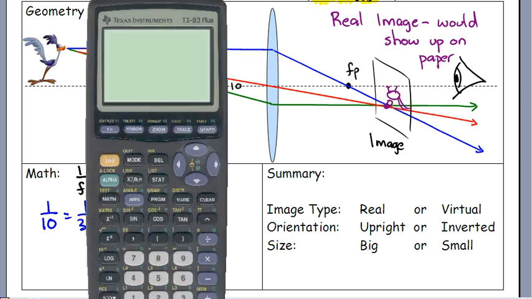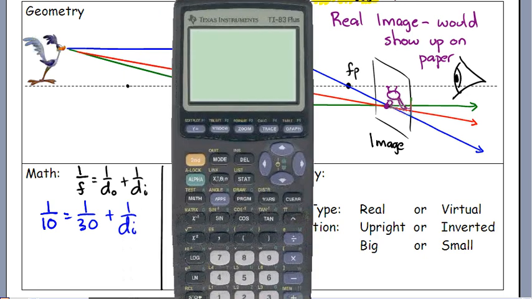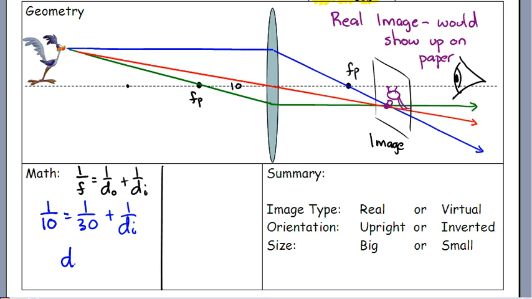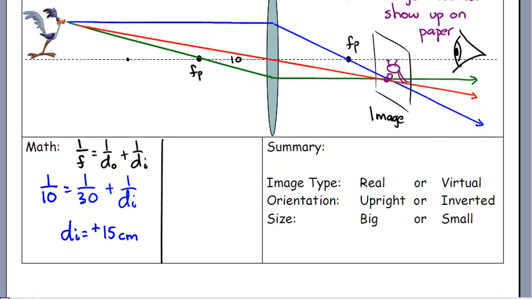So on my calculator, I would probably do something like this. Let's take this 10 and flip it. So 10, and then press that little reciprocal button. Then subtract 30's reciprocal, and then say go. That is 1 over DI, so then we'll flip it back. There you go, there's the answer. It came out to be a positive 15. So DI is positive 15 centimeters. The fact that it came out to be positive tells me that this image is real.